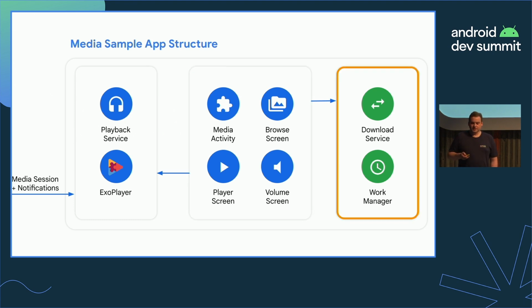When we download tracks, we use a download service implemented using Media3's Download Manager and AndroidX Work Manager to schedule downloads. Media3 starts all the right notifications and foreground services, and we should probably configure Work Manager to run the downloads while we're charging and we have Wi-Fi.